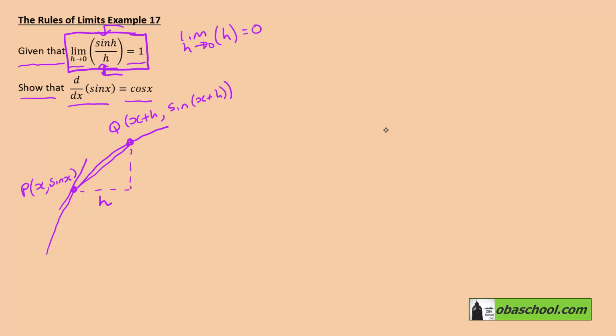Now clearly the difference in the x's is h, and the difference in the y's is sine of x plus h, take away sine of x. And so the difference in y divided by the difference in x, or the gradient, is going to be sine of x plus h, take away sine of x, divided by h.